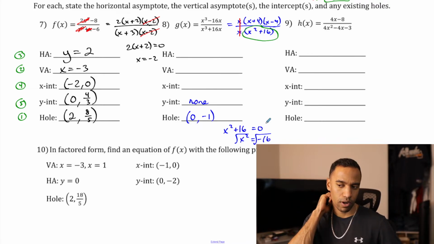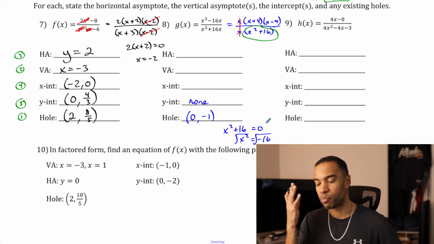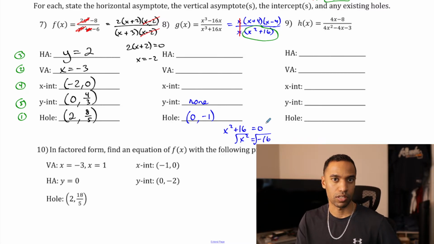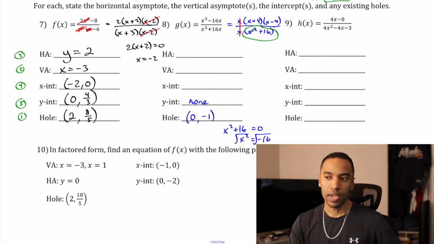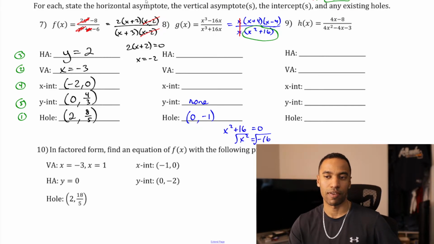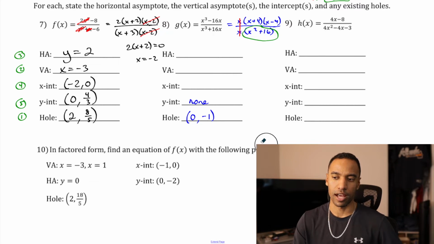You can't take the square root of a negative, well, you can for imaginary numbers, but there is no real solution to this thing. Think about it. You can't plug something into x, square it, and then add 16 to get 0. When you square it, it's going to turn positive. There is no other x value that works here. There is no vertical asymptote for this, which is a little different for rational functions.